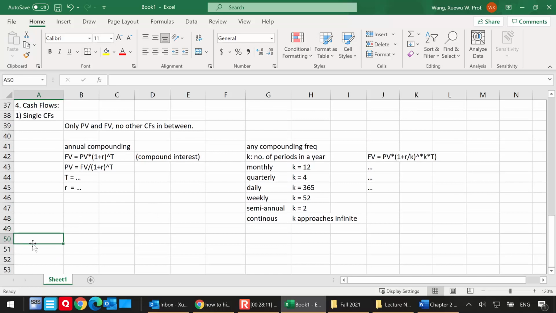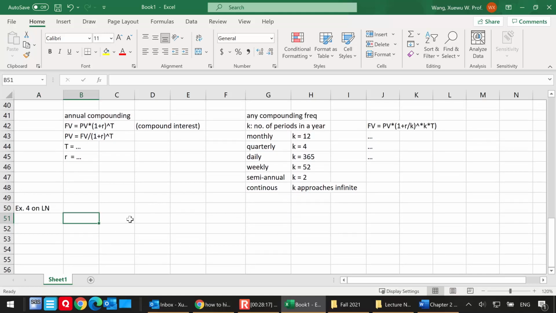Example number 4, in your lecture notes. So let's see what this is. Harry D'Angelo is investing $5,000 at a stated annual interest rate of 12% per year, compounded quarterly for 5 years. What is his wealth at the end of 5 years? So we're trying to find his wealth after 5 years.